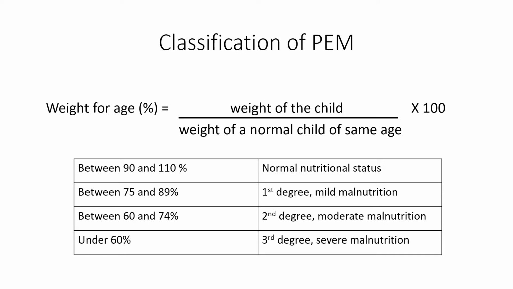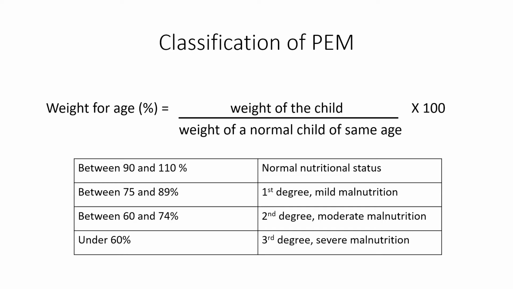If the weight for age percentage of the child is between 90 to 110%, it is considered a normal nutritional status. If it is between 75 to 89%, it is known as first degree or mild malnutrition. If it is between 60 and 74% of weight for age, then it is second degree or moderate malnutrition.